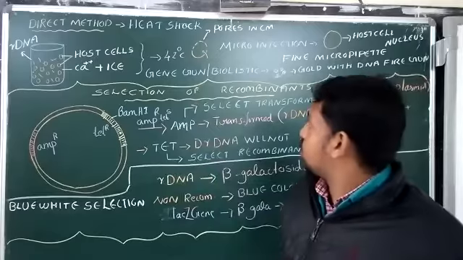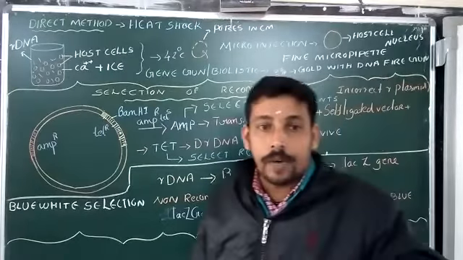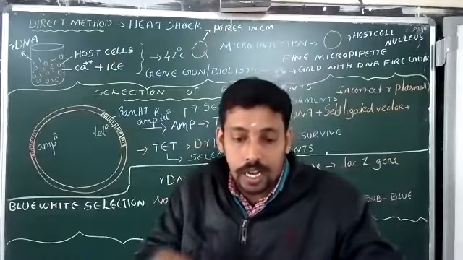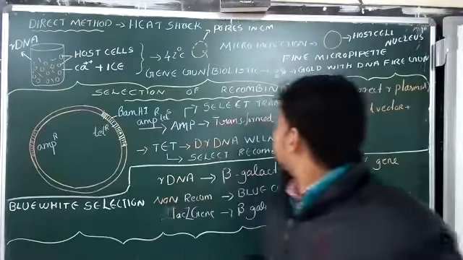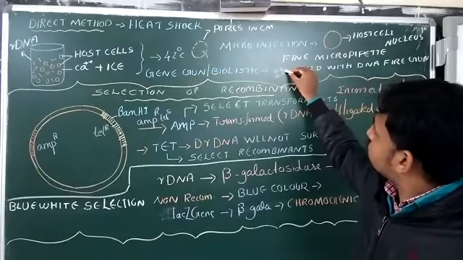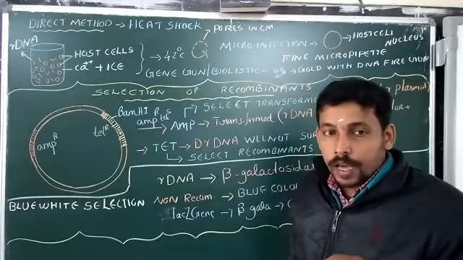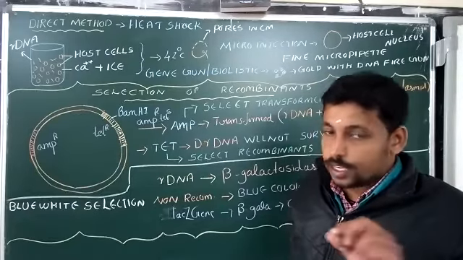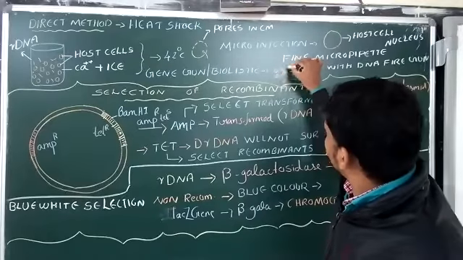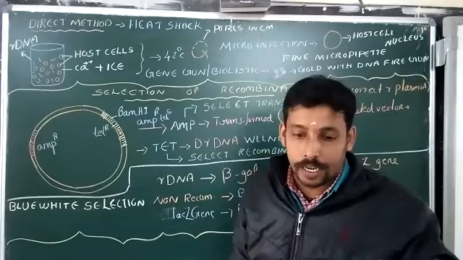Another one is the gene gun, also known as bioballistics. Here we take some microscopic gold or tungsten particles. Just look at this. In the gene gun or bioballistic method, these microscopic gold or tungsten particles are coated with recombinant DNA. So this structure contains gold particles with recombinant DNA.